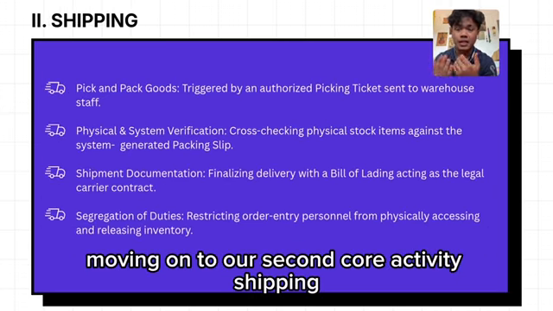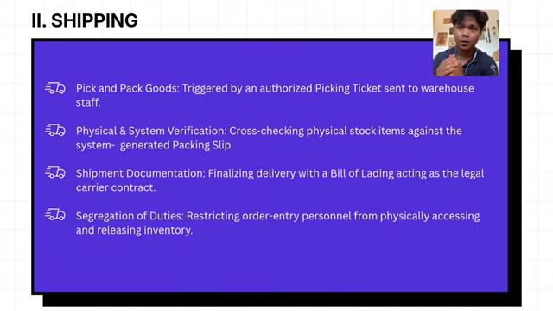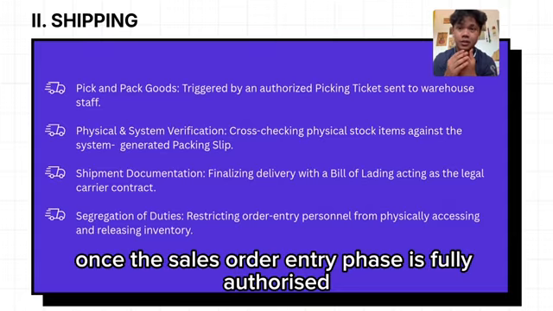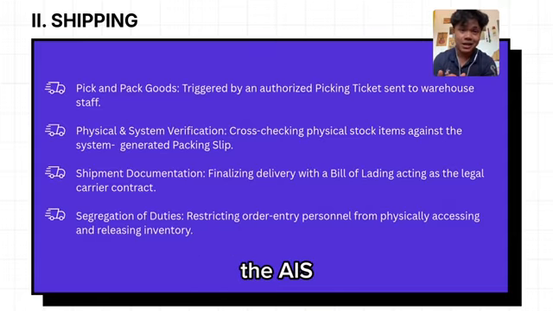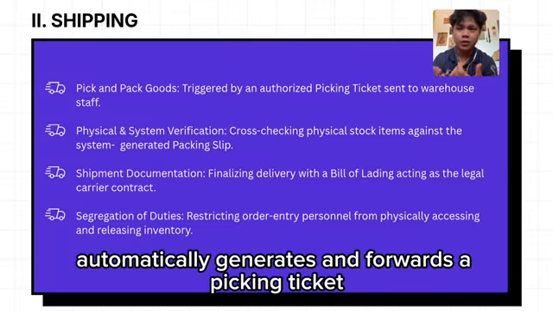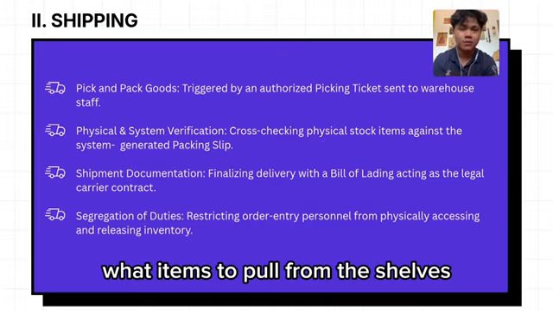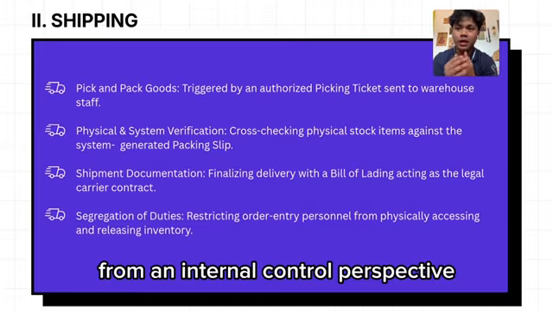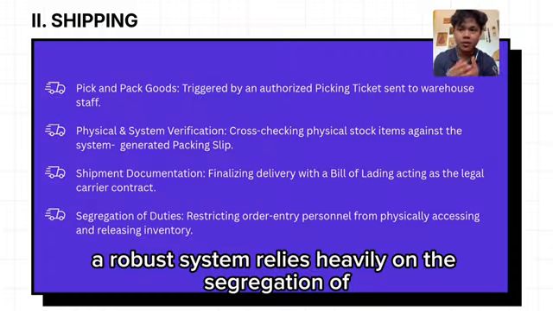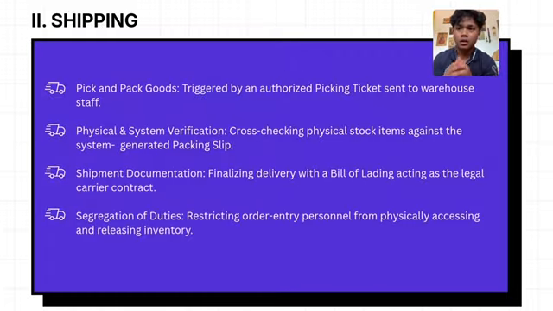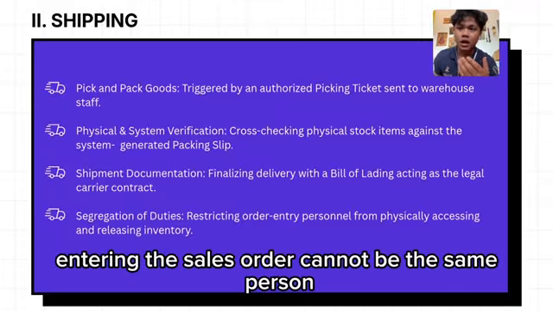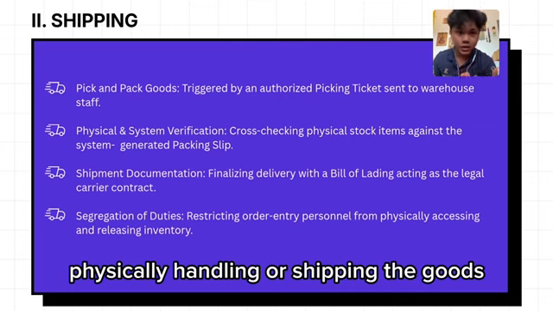Moving on to our second core activity, shipping. Once the sales order entry phase is fully authorized, the AIS automatically generates and forwards a picking ticket to the warehouse team. This ticket tells the warehouse staff exactly what items to pull from the shelves. From an internal control perspective, a robust system relies heavily on the segregation of duties. This means the person entering the sales order cannot be the same person physically handling or shipping the goods.